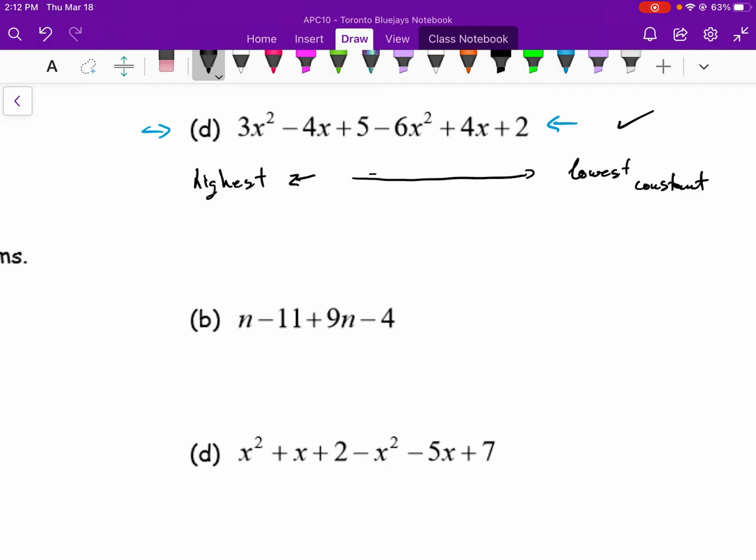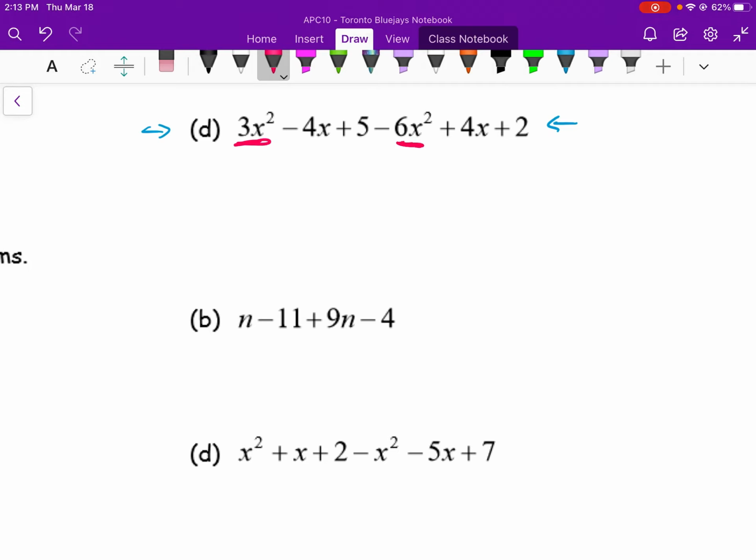So first things first, I need to spot out my like terms. I always take a look at my first term. So there's 3x squared. Now I go looking for anything else that's an x squared. And in fact, it's this minus 6x squared. So if I want, I could write 3x squared minus 6x squared to begin with.